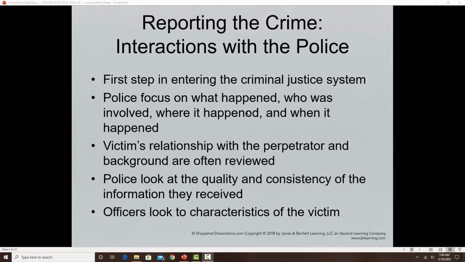Often we look at the victim's relationship with the perpetrator. We often look at the backgrounds of the victim, and it's called victimology, looking at the background of the victim, looking at the background of the perpetrator if we know who they are, making inferences about the unknown offender, if we don't know the offender, by looking at the crime scene, looking at the forensics. All of that information would be things that we look at in this particular stage with the reporting of the crime and the investigation of the crime.